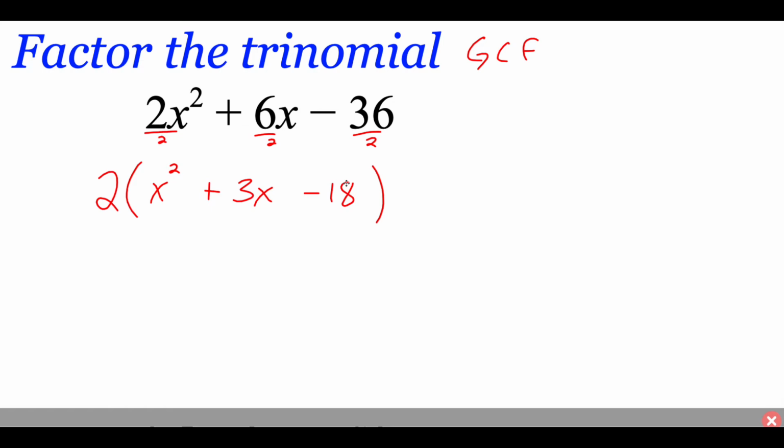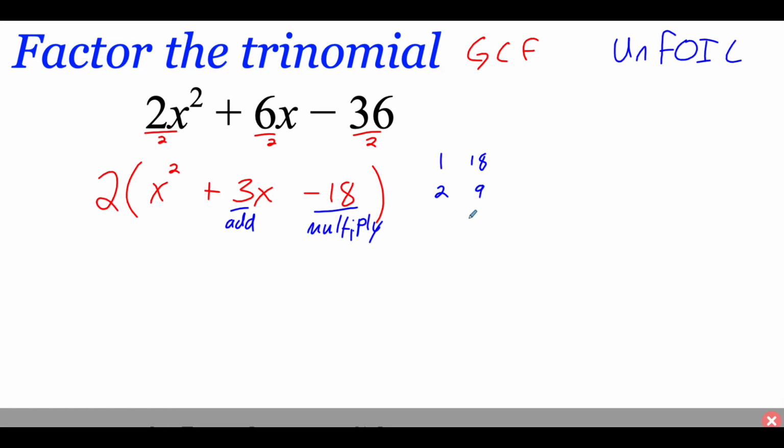Now, after I take that GCF out of my trinomial, I then want to check to see if I can unfoil it. And to unfoil this or to factor this, I'm going to use sum and product factoring. So I need a pair of numbers that are going to add to give me 3 and multiply to give me that negative 18. Well, if I think about numbers that multiply to 18, it could be 1 and 18.